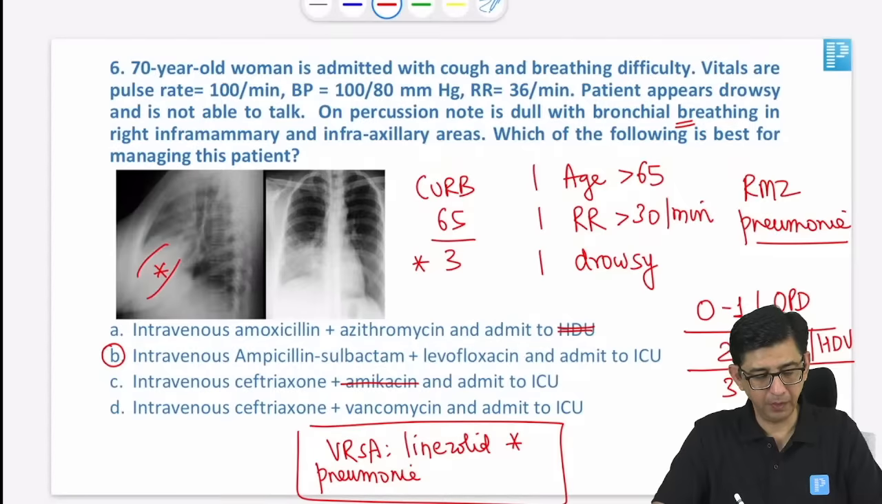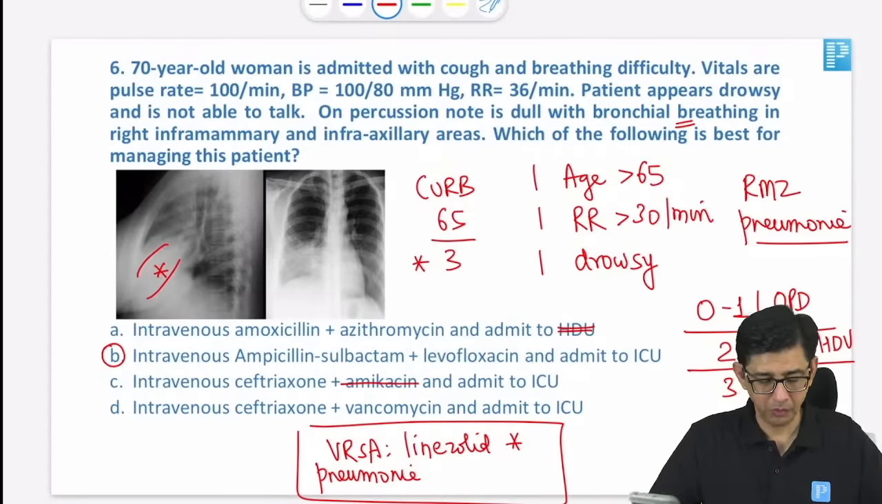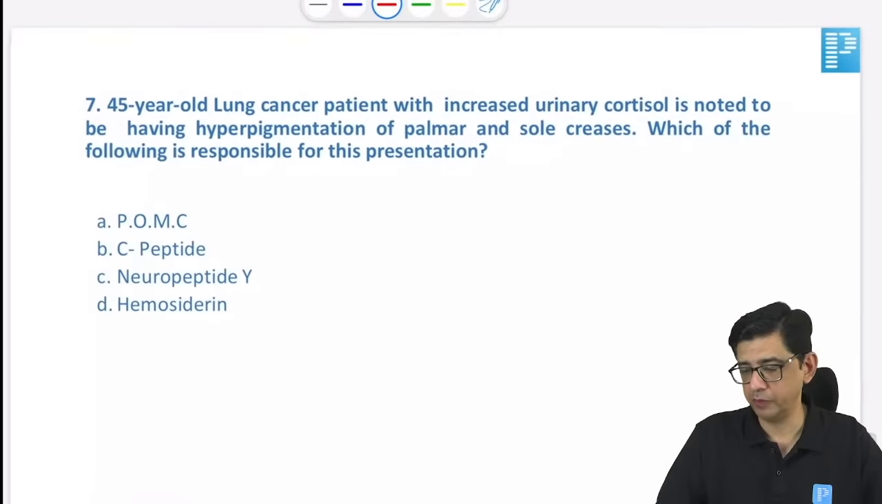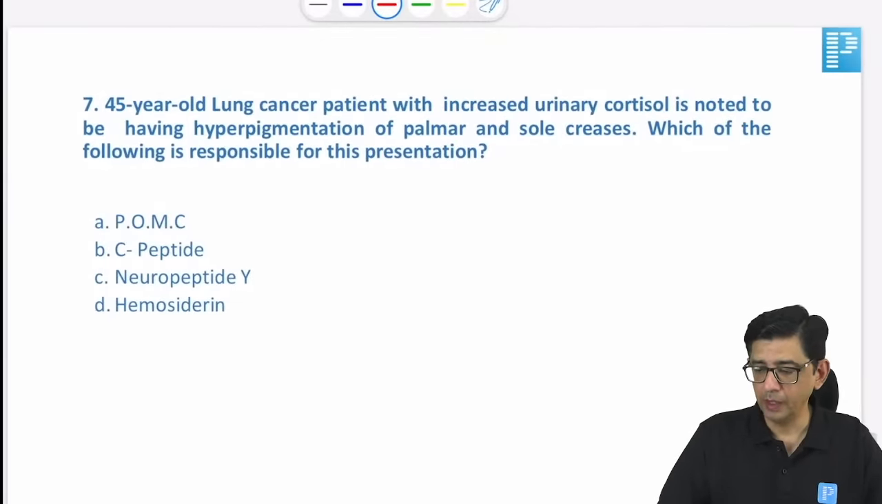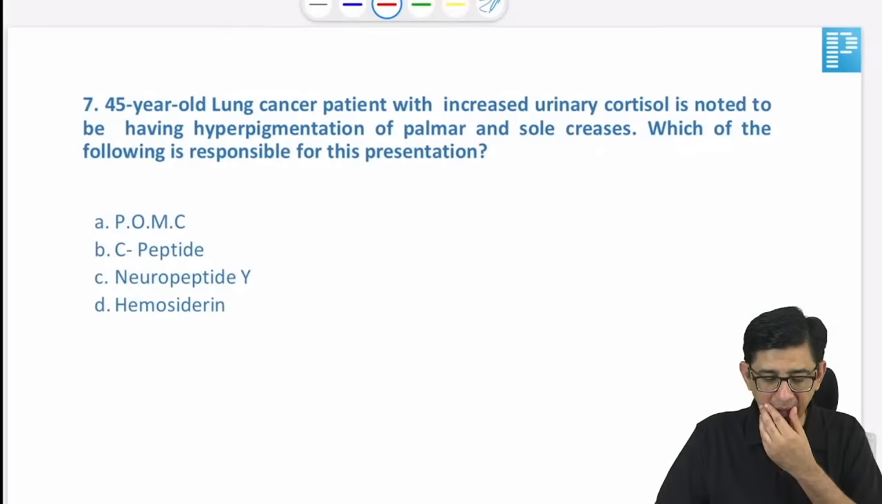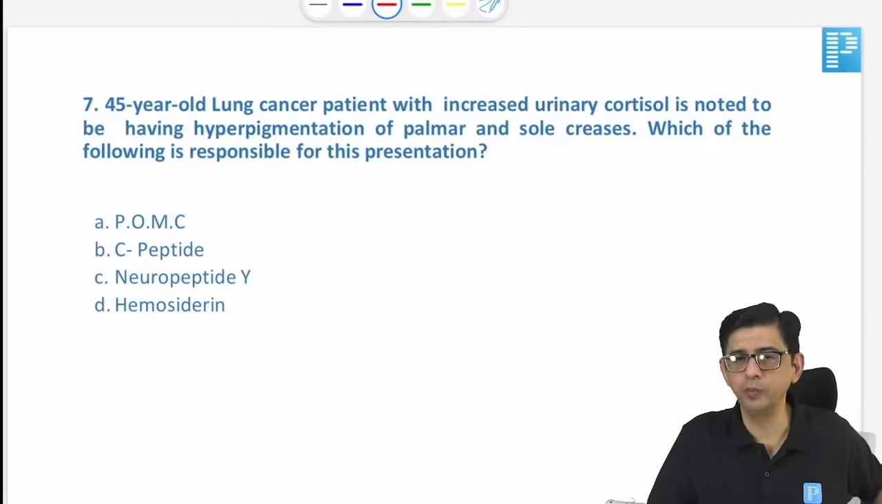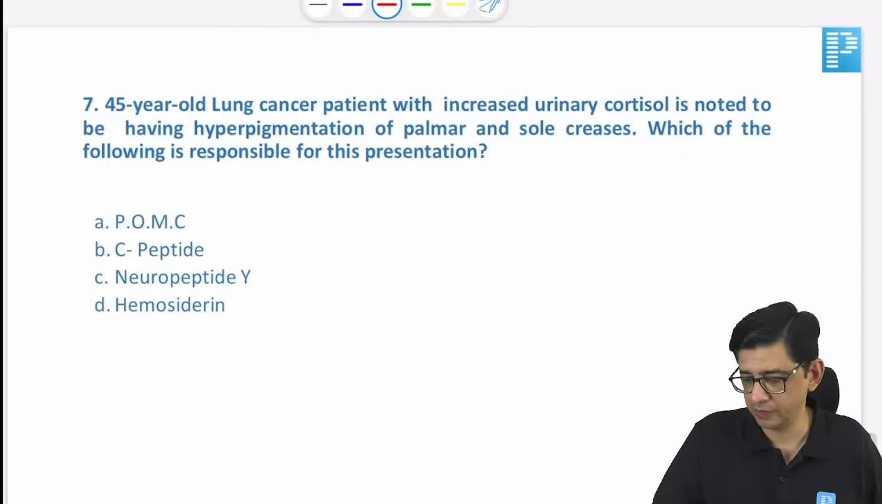Okay. I think we sorted question number 6 and we move on to the seventh one for today. Absolutely. 45-year-old man, we use mupirocin in topical staph aureus infection.